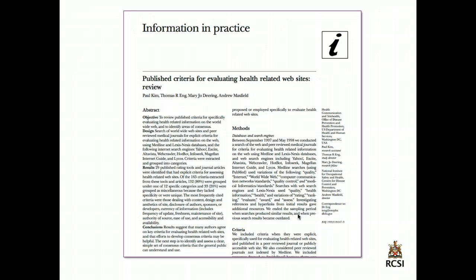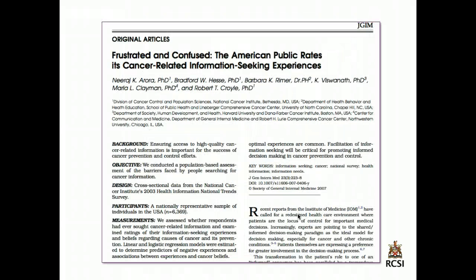So, first and foremost, I'd like you to take a look at this paper, Published Criteria for Evaluating Health-Related Websites, a review. Again, as I've said to students, I don't want students to understand this paper word for word, but you do have to read it. And then also another paper here, Frustrated and Confused, the American Public Rates its Cancer-Related Information Seeking Experiences. So this is a population-based assessment of the barriers faced by people searching for cancer information.